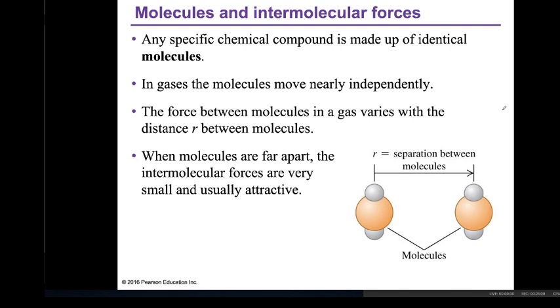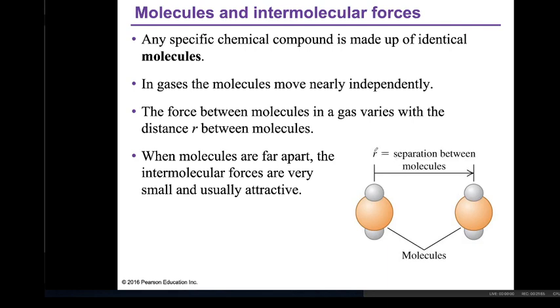Okay, molecules and intermolecular forces. So here shows two molecules. When the two molecules are put into space and they have a distance, then they have some interactions. Any specific chemical compound is made up of identical molecules. So see, this is one molecule and this is another identical molecule. In gases, the molecules move nearly independently. The force between molecules in a gas varies with the distance between molecules.